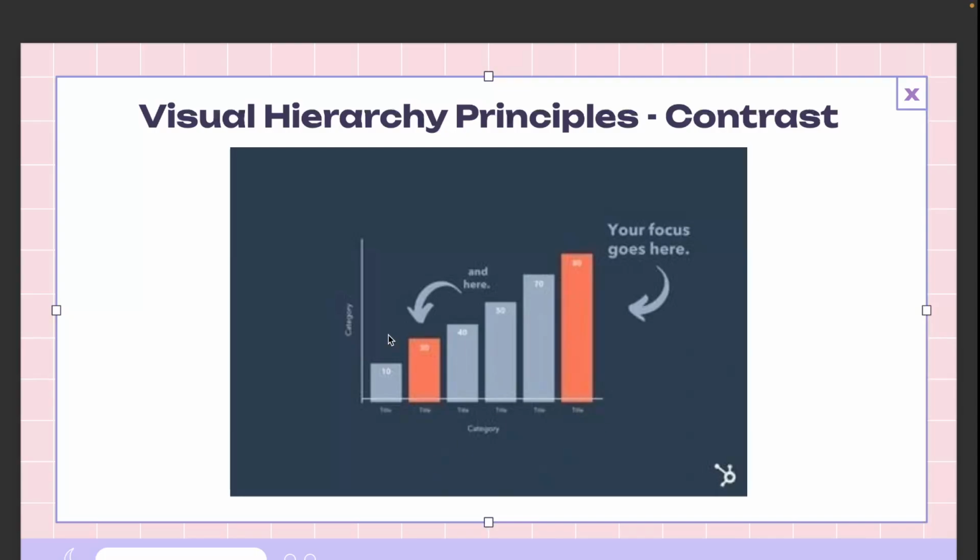Now look at this. This is a graph, okay? The first attention, you will go here and here. The very first will be going here and then to here. We have the graph much bigger than this. We have 70 also, but still we went to this place after seeing this. Why? Again, because of contrast.